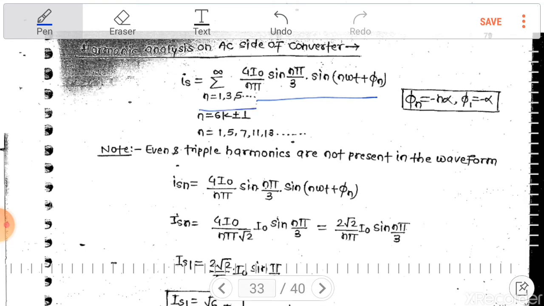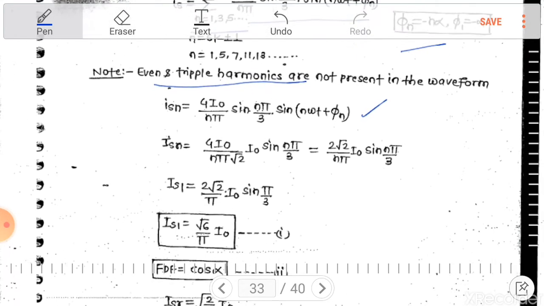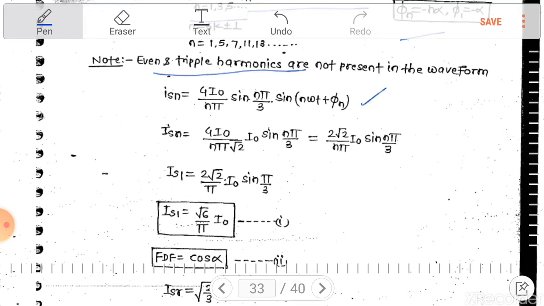where n is only odd harmonics and also the triplen harmonics are neglected. Even and triple harmonics are not present in the waveform. Phi n is minus n alpha and phi 1 is minus alpha. So this is the nth harmonic of the current waveform. Magnitude of nth harmonic is this.